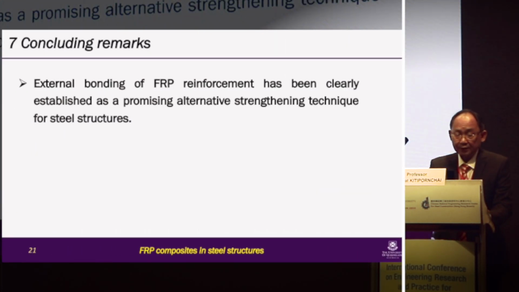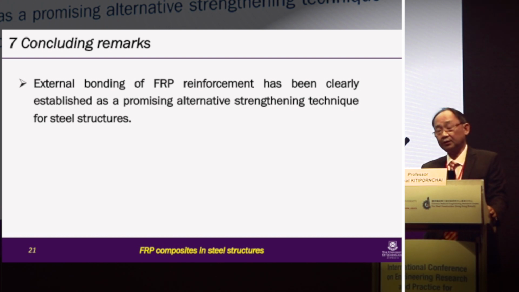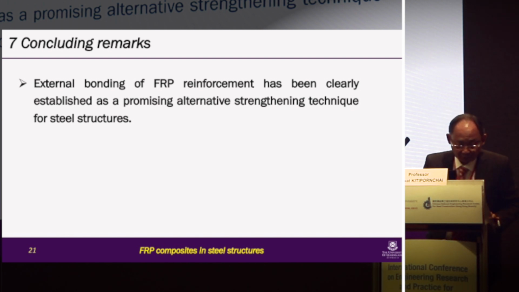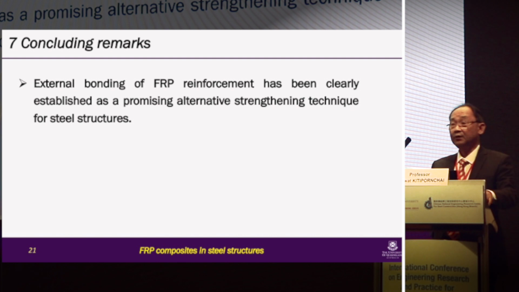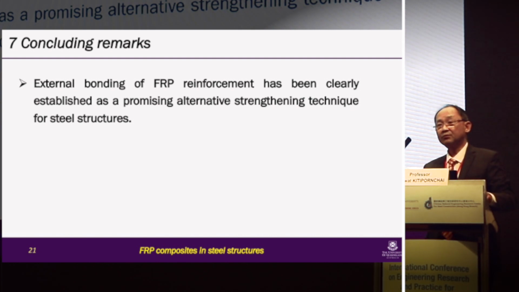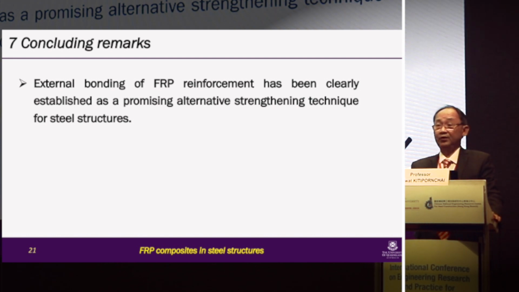So, in summary, I can say that external bonding of FRP reinforcement has been clearly established as a promising alternative strengthening technique for steel structures. Now, before I conclude the topic on FRP, I would just like to say that this is a topic that's very well researched, in the sense that nowadays FRP is being used not just with steel and concrete, but with timber and with all kinds of combinations. So clearly, it's leading to a lot of innovative design and so on.